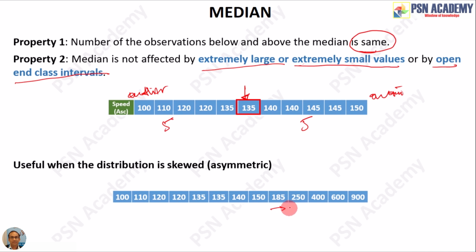But median doesn't care about the skewness. It finds the middle position, that is 140, so that on the left hand side you have 6 observations, and on the right hand side you also have 6 observations.